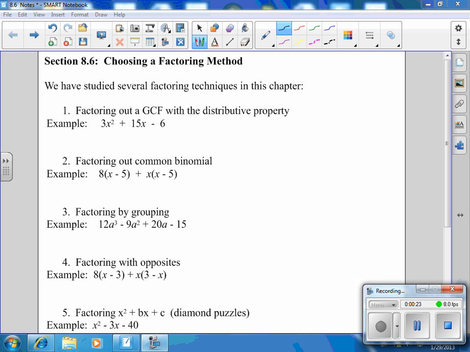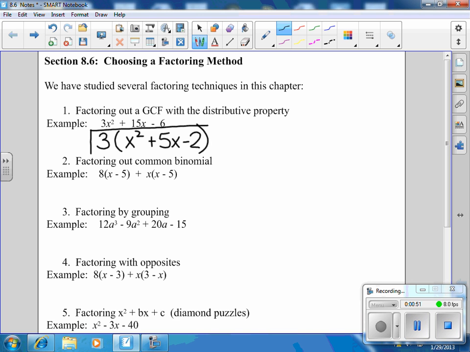So the first one was factoring out a GCF. So we take a look at that thing. We can see that all of them have a 3 in common. So that's something that we can take out. We'd have left x squared plus 5x minus 2. We should check to make sure that that other thing cannot be factored. So are there two numbers that add to make 5 and multiply to make negative 2? And there's not. So this is done. We just took out a GCF.